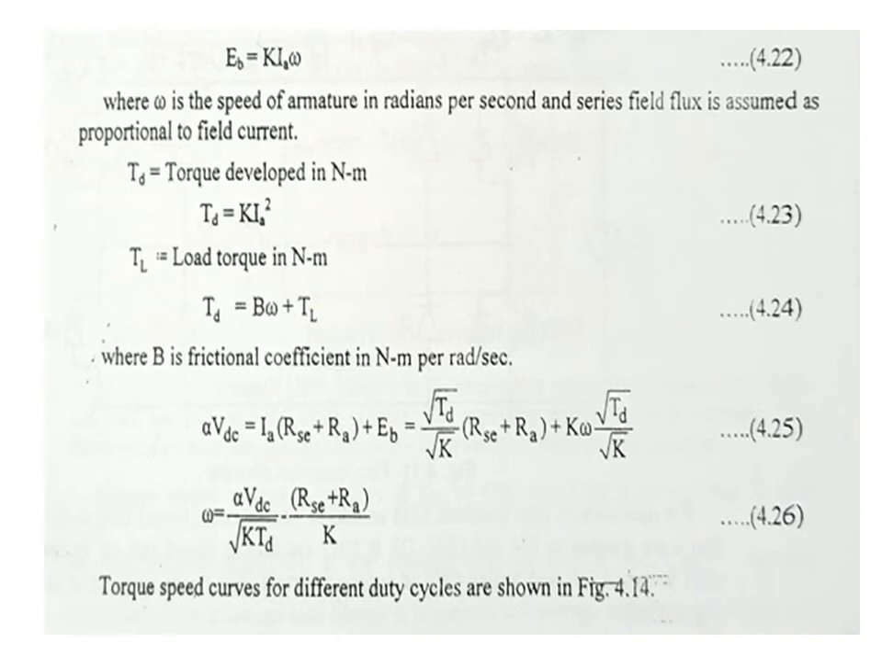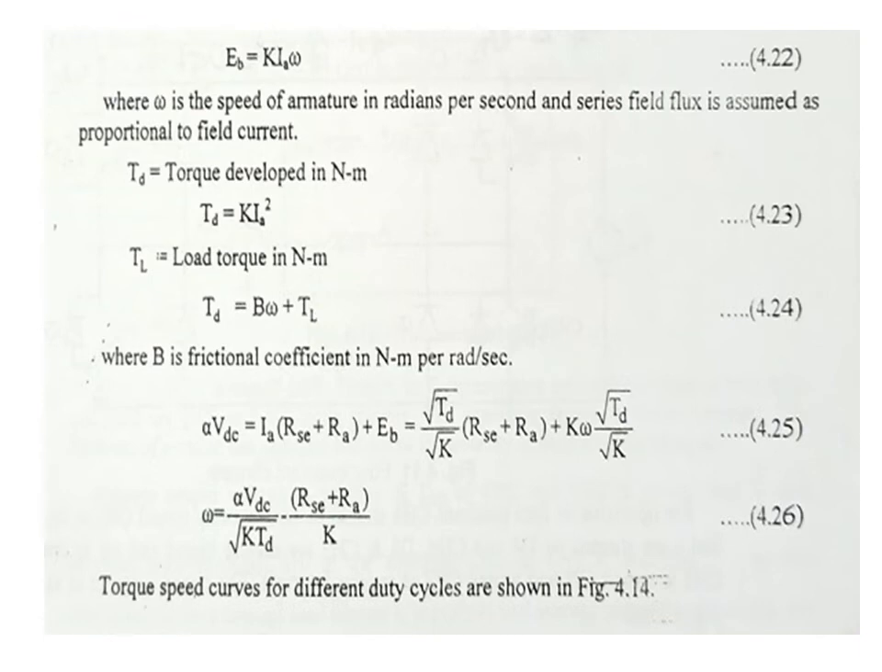Now from this equation, if I calculate for omega, I will get omega equal to alpha VDC by root (K Td) minus (RAC plus Ra) by K.